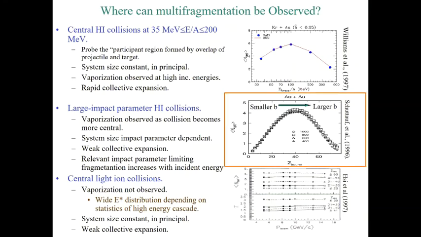And this is my point here. In this particular case, there are 3 different cases where you can see fragmentation. One is in central heavy ion collisions, and you raise the energy looking at central collisions. Or you can go to large impact parameter heavy ion collisions. And this is a plot of the number of fragments with Z greater than or equal to 3 as a function of the total charge that's bound in all fragments. And you see that there is more than one set of data.